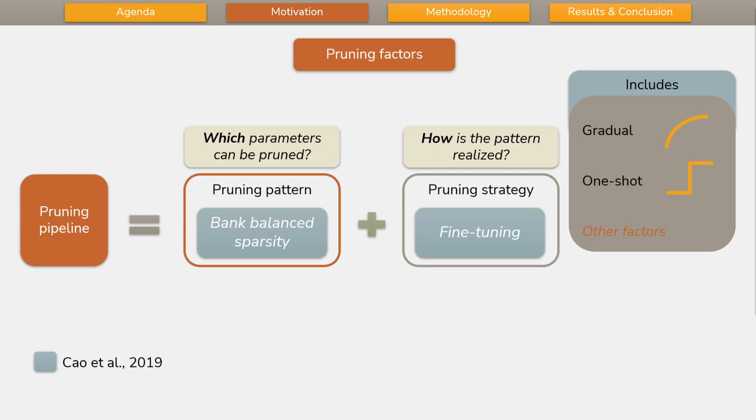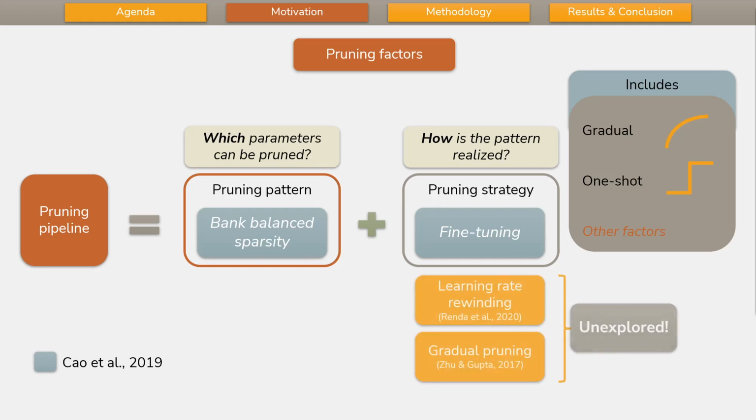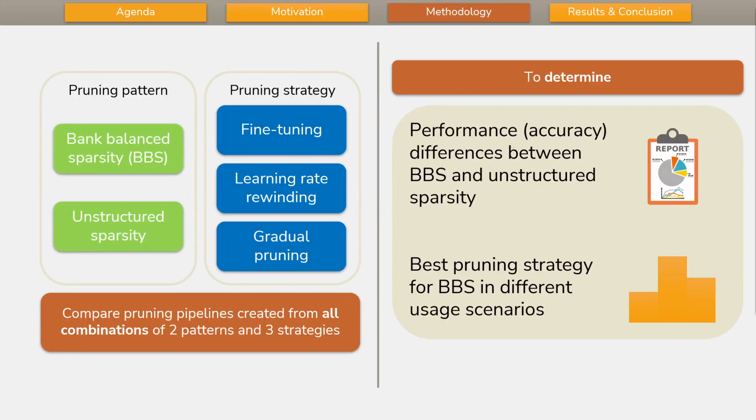However, the pruning pattern only forms one half of a pruning pipeline. The pruning strategy, defining how the pattern is realized, must also be considered. In Tao et al.'s original paper, only the fine-tuning strategy was evaluated, but not the learning rate rewinding nor gradual pruning strategies. To that end, our project focused on comparing pruning pipelines created from all combinations of the two patterns and three strategies to determine the differences in performance between bank balance sparsity and unstructured sparsity, as well as the best pruning strategy to use with bank balance sparsity in different scenarios.